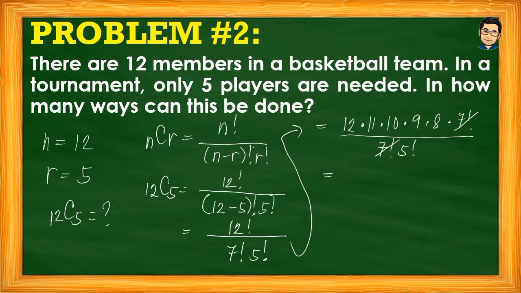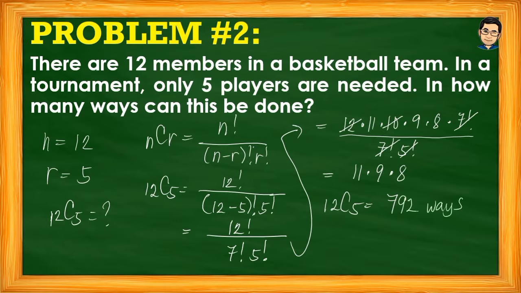So, dun sa mga factors na nasa numerator, yung 12 tsaka 10, meron po silang product na 120. So, 12 times 10 is 120. So, ika-cancel natin po yun. And then, yung mga natirang factors, 11 times 9 times 8. Yun po yung ating imumultiply. So, 12 taken 5 is equal to 11 times 9 times 8. That is 792.